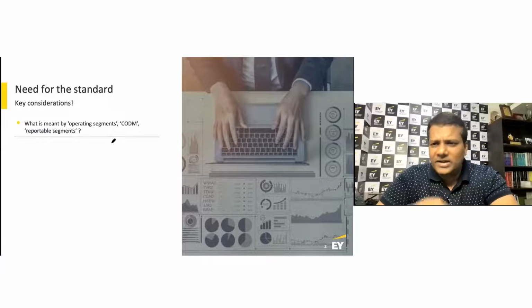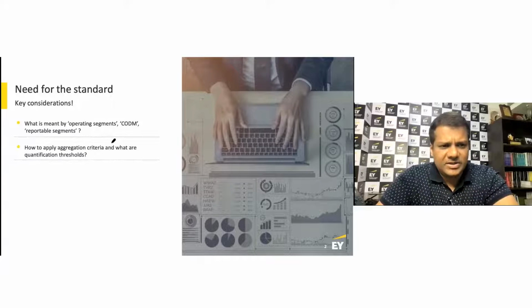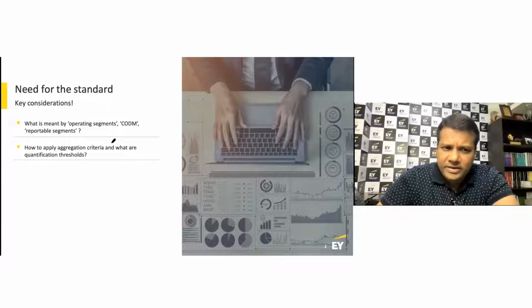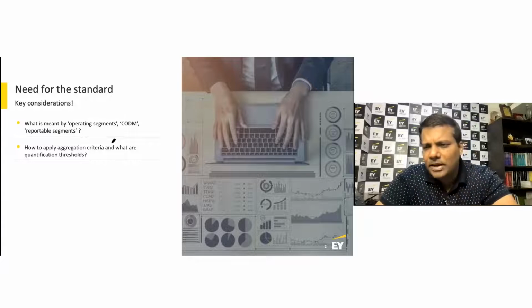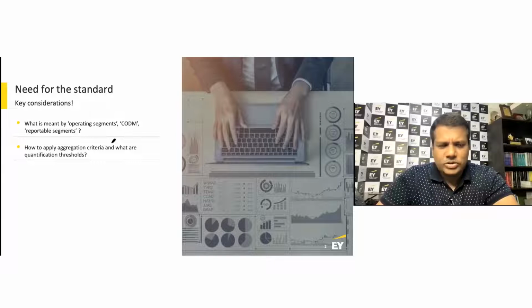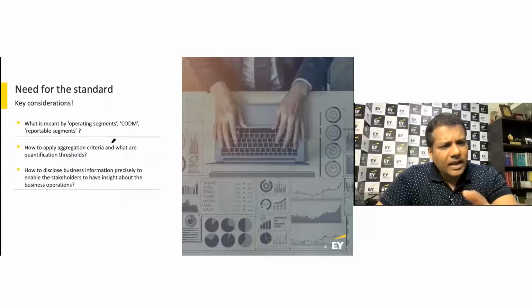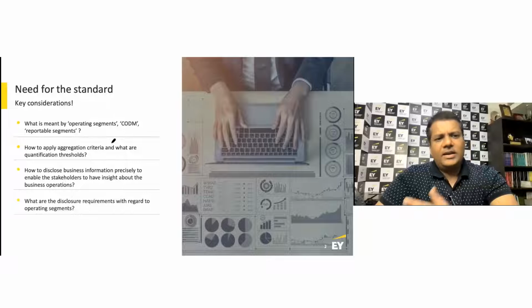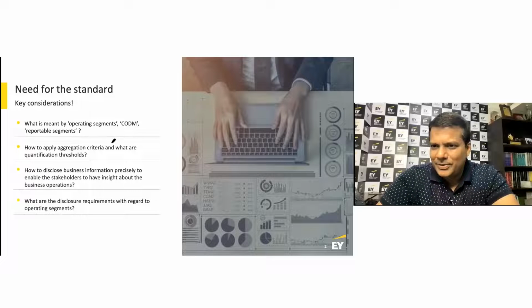Okay, so we will try and understand the basis of those aggregations and things like that, which is how to apply the aggregation criteria. What are the quantification thresholds? So there are certain minimum guidelines, so to say, that if you are doing reporting, if you are doing disclosures under segment reporting, this is what you need to cover at a minimum. How to disclose business information precisely to enable the stakeholders to have insights about the business operations, and what are the disclosure requirements with regard to operating segments.